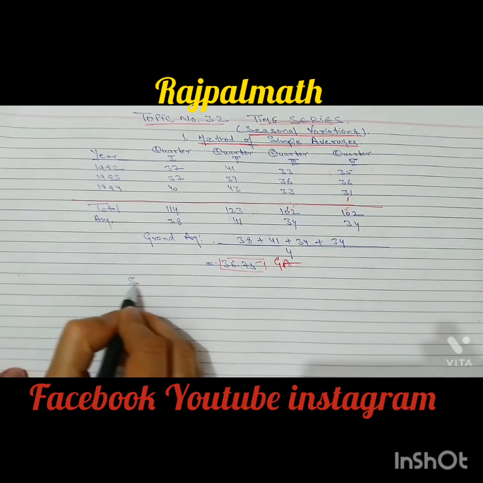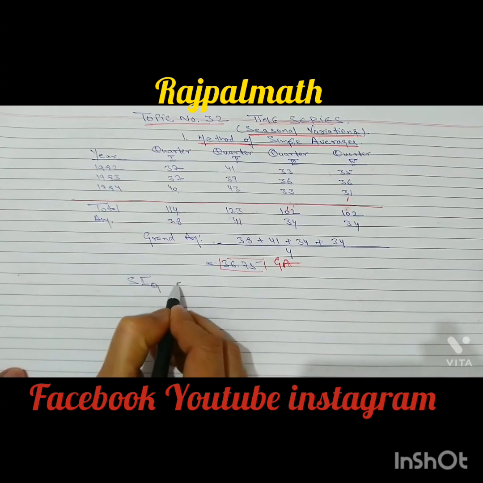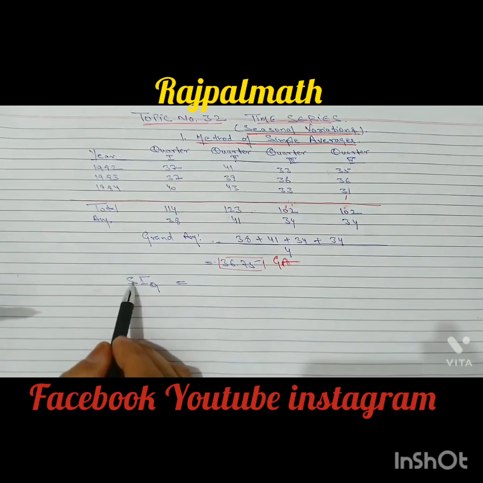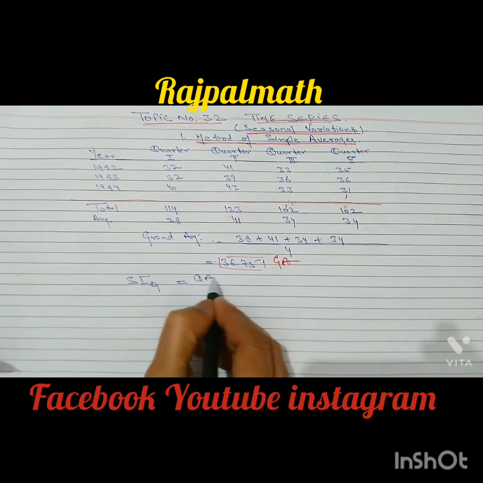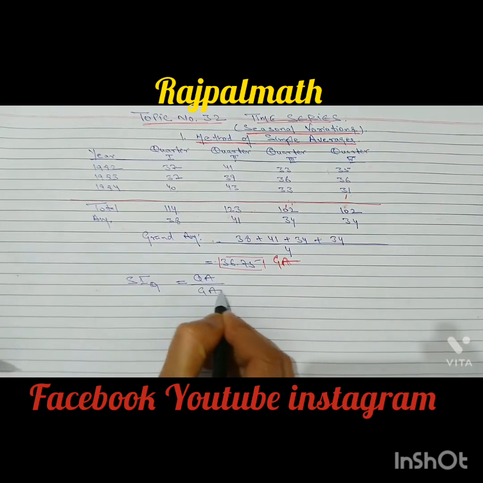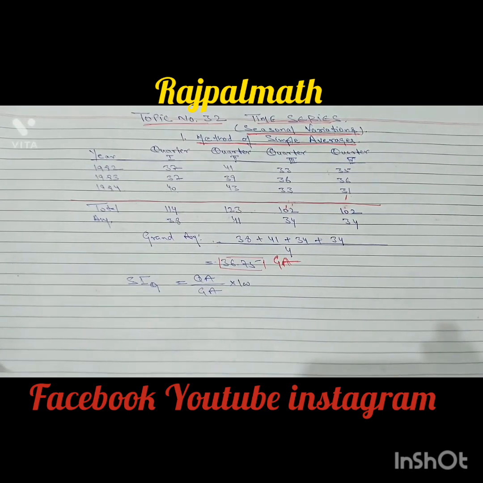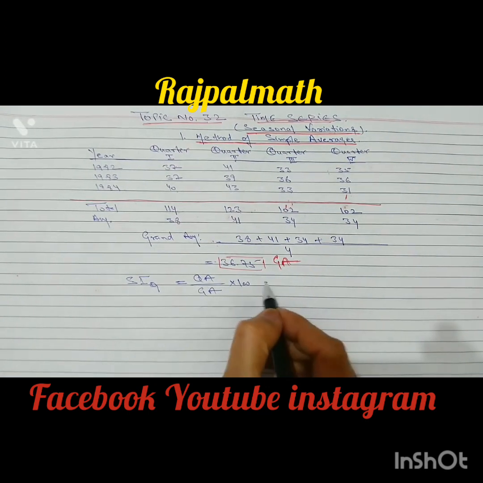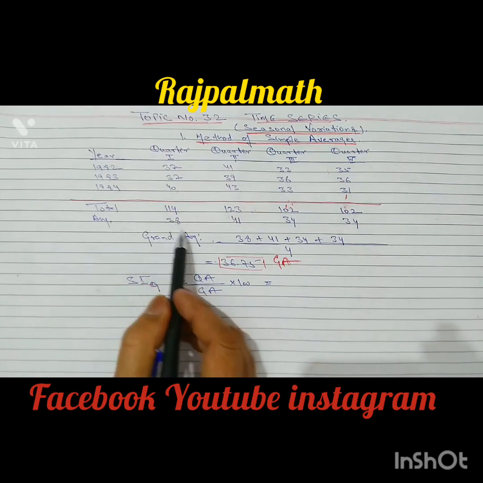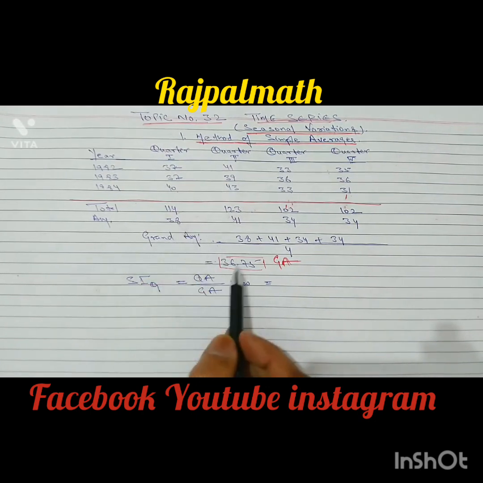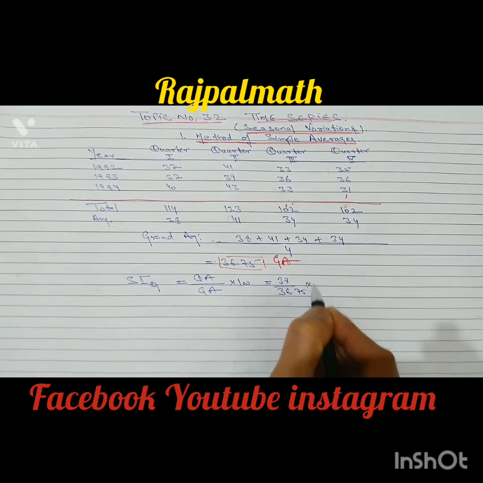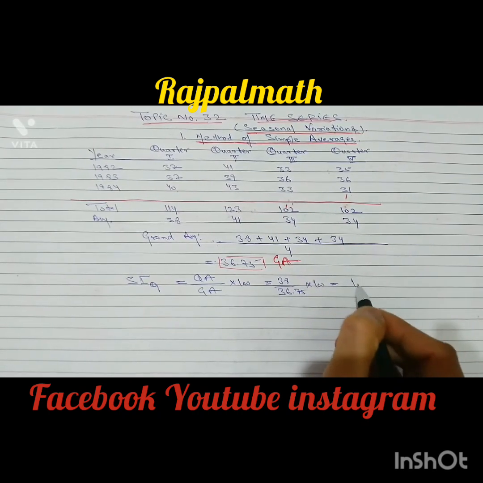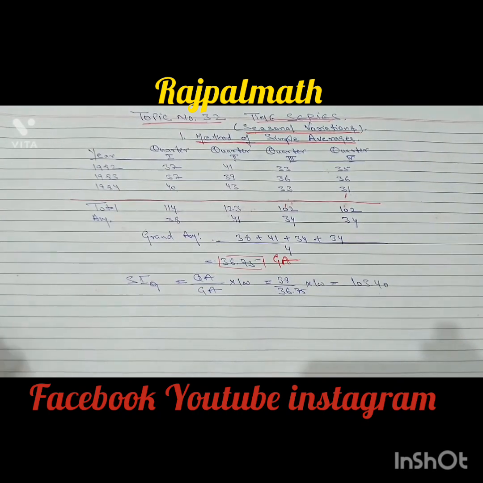Now the seasonal index for quarter 1 equals the quarterly average over the general average, or grand average, into 100. The quarterly average for the first quarter is 38. The general average is 36.75. 38 divided by 36.75 into 100 comes out to be 103.40.